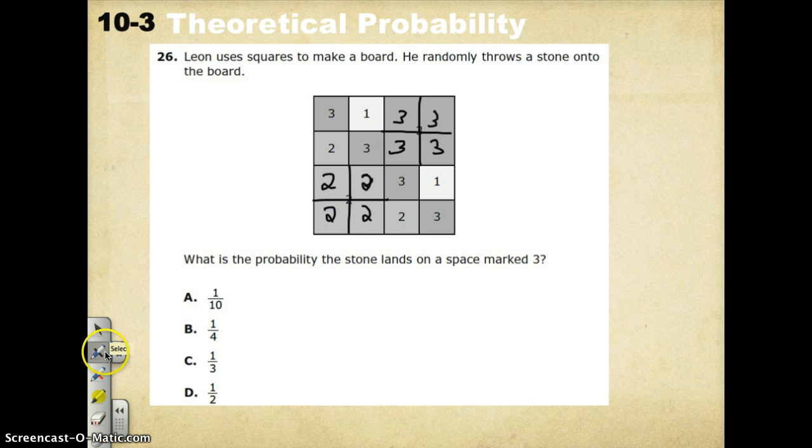Now we have equal spacing to work with, so we can count up the number of 3s. 1, 2, 3, 4, 5, 6, 7, 8. Out of a total of 4 by 4, which is 16, which would reduce to 1/2. Again, this is theoretical. This means what we would expect to happen when Leon throws a stone onto the board. Half the time we expect it to land on a 3.